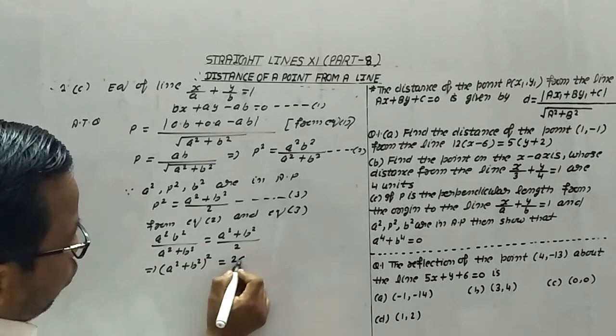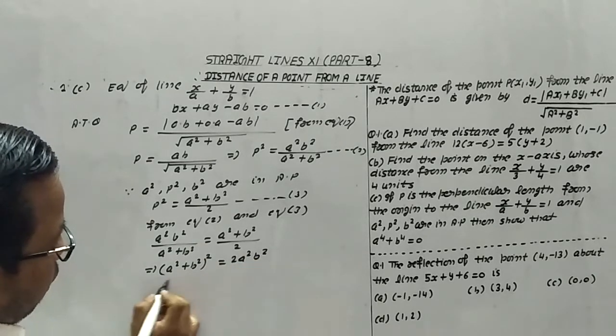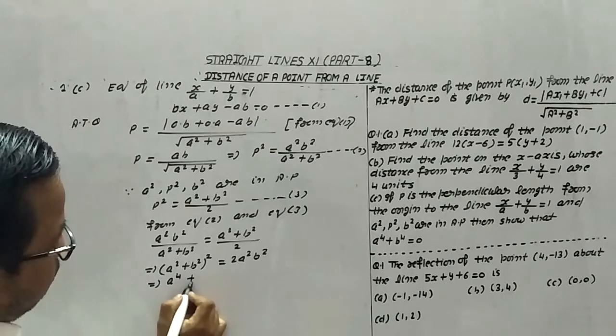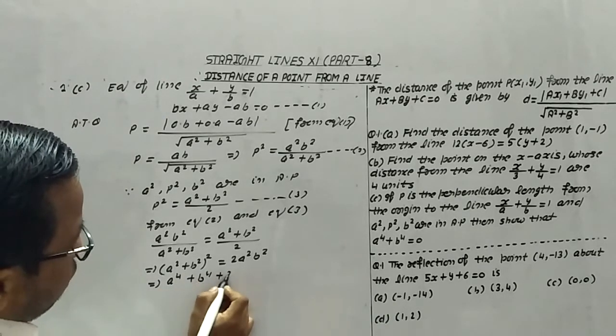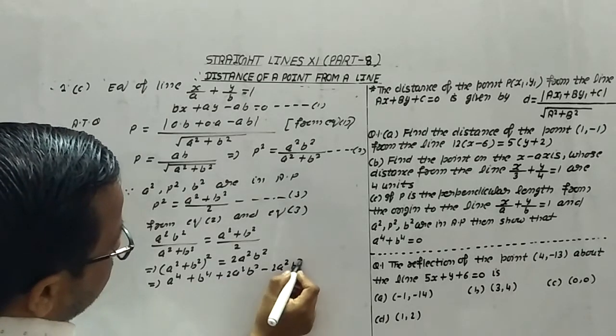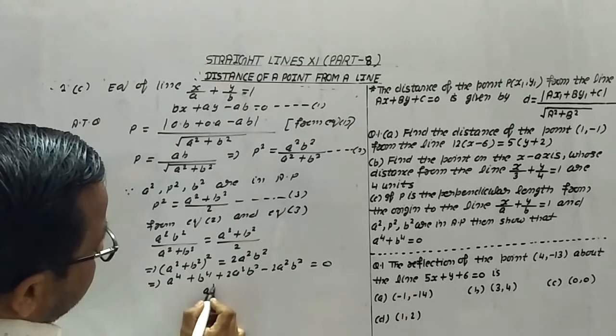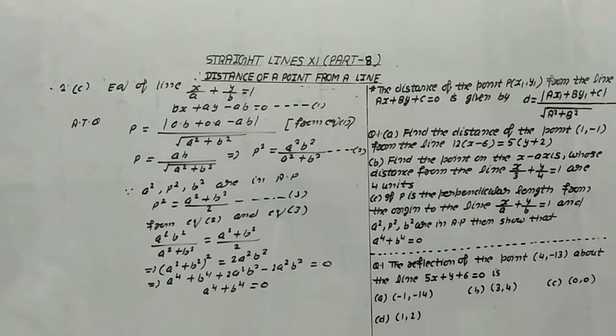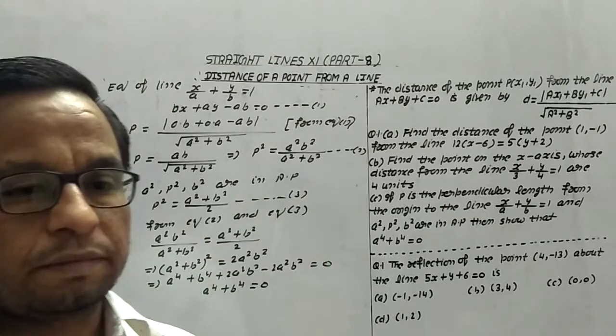which is equal to 2 a square b square. Now after doing this, this becomes a4 plus b4 plus 2a square b square minus 2a square b square equal to 0. It means a4 plus b4 is equal to 0, and this is the desired result.